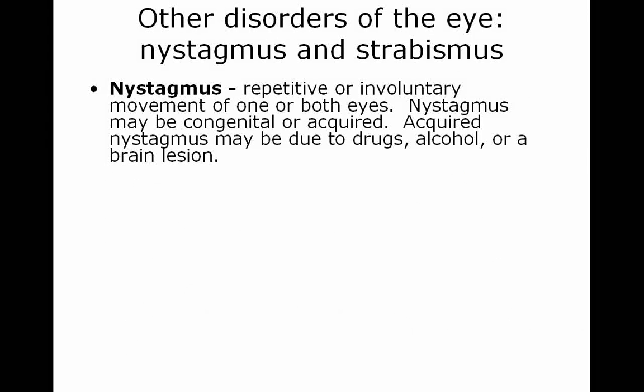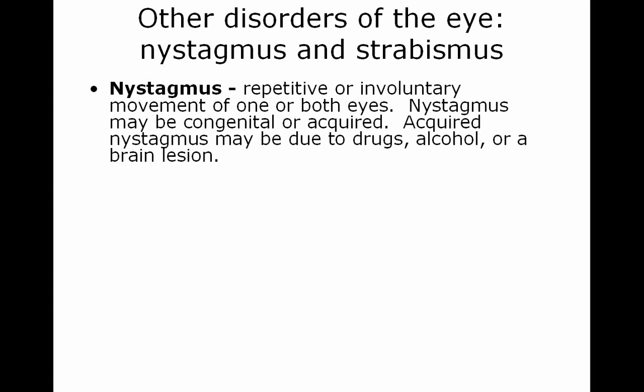Okay, the next disorder to talk about is nystagmus. In nystagmus, the person's eyeballs literally wiggle back and forth. Involuntary, repetitive, rhythmic movement of one of the eyeballs or both of the eyes. Could be congenital, a person could be born with it. Needs to be checked out at an early age to be sure there's nothing more serious going on there.